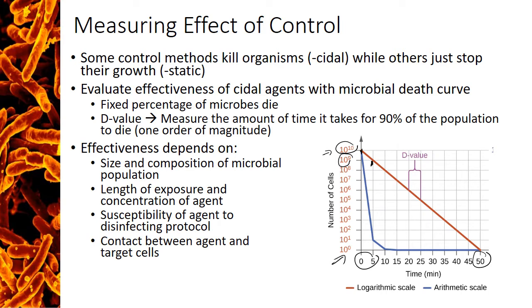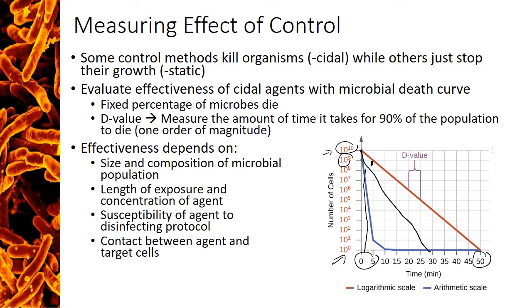The effectiveness of these control mechanisms then depends on the size of the microbial population. The fewer microbes there are, the faster you'll be able to remove them, but also the composition. So this curve that we have is specific to a certain species. If we use this same control mechanism but a different species, we might see a curve for a d-value that looks like this. In that case, it looks like we're going from one to another in about half the time, so about a 2.5 minute d-value. This means that control mechanisms need to be looked at for the species that you're trying to remove.